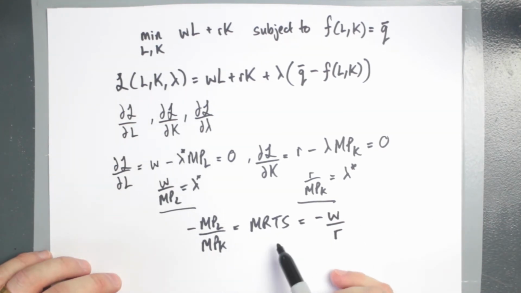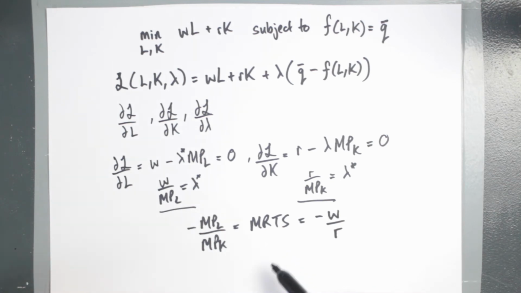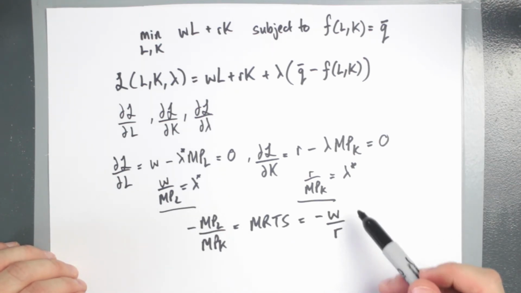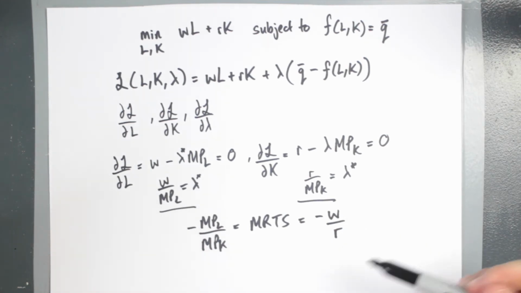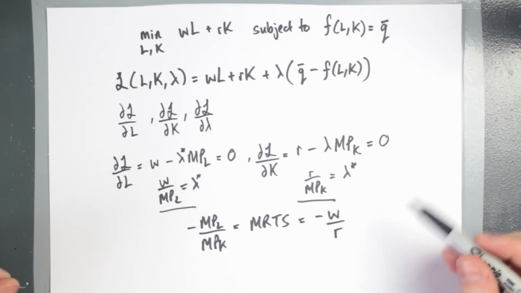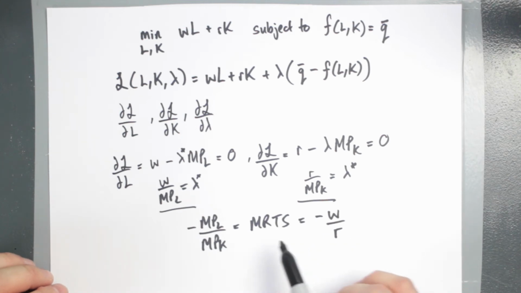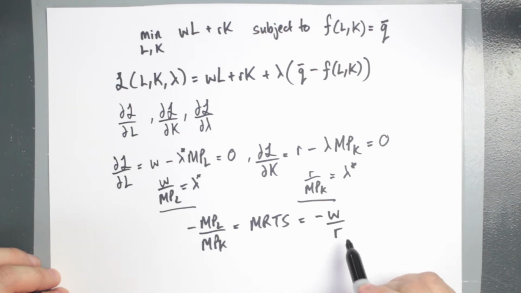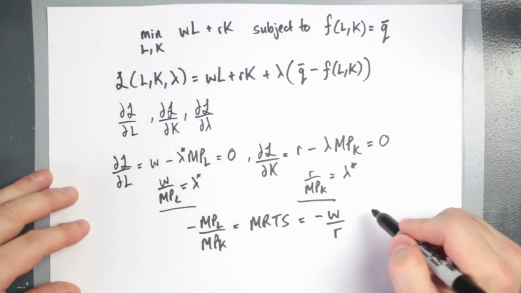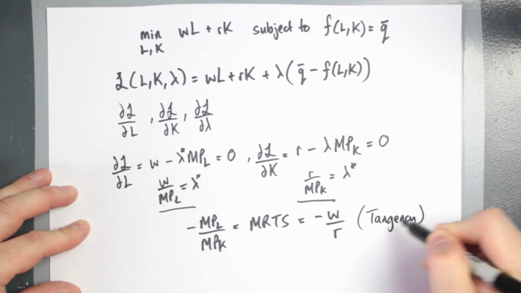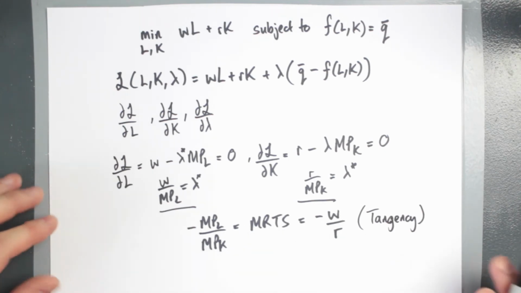So what's this saying? The marginal rate of technical substitution, the rate at which I can exchange one input for another whilst maintaining the same level of output, has to equal minus W over R. And this is the rate at which I can exchange one input for another whilst maintaining the same cost level. I'm not sure it has a specific name, but graphically, we're saying the slope of the isoquant is equal to the slope of an isocost. So this is a tangency condition, okay? I'll produce a diagram after this. So there's our first equation.